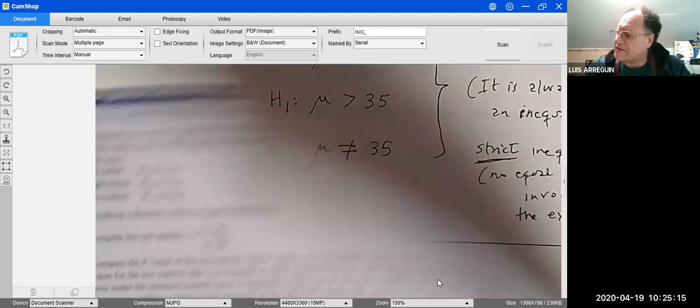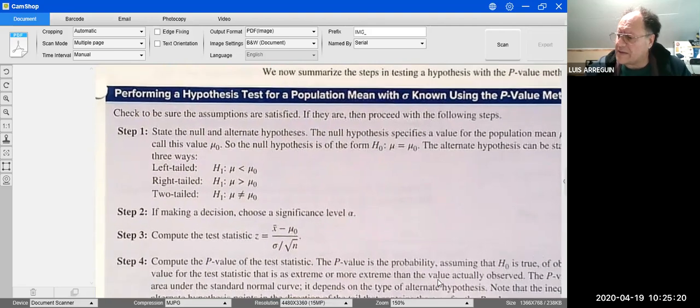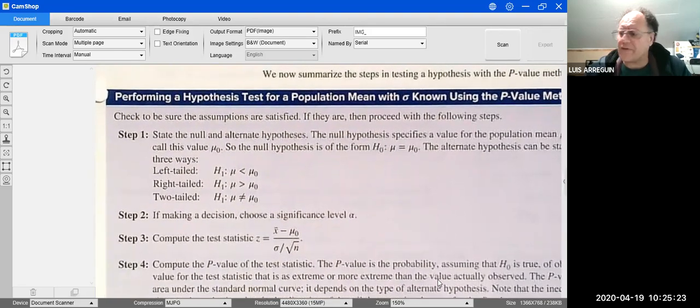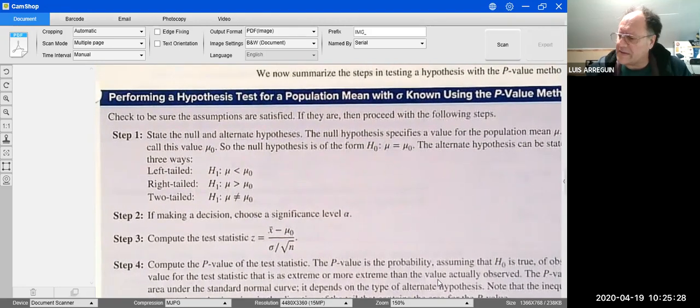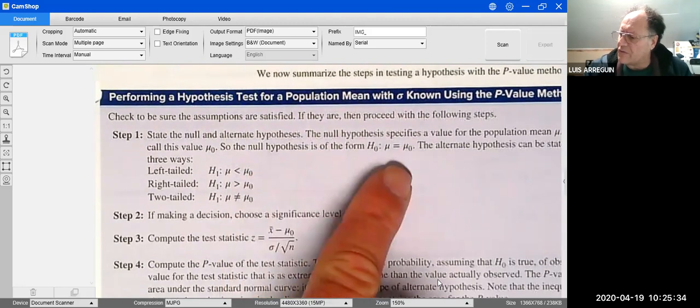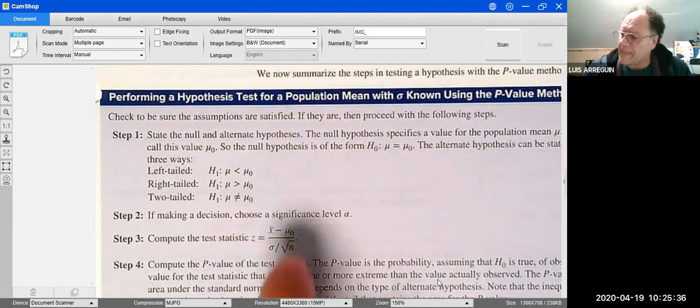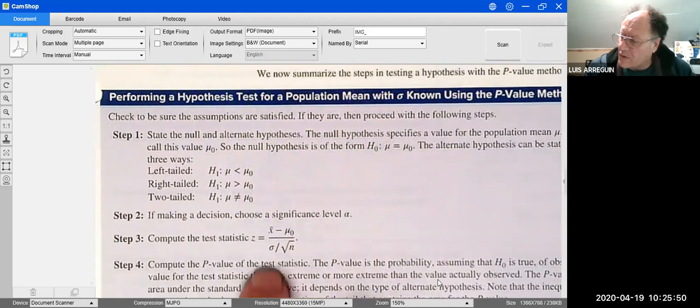Also, if you check page 431, you're going to find the steps to conduct the same kind of test, but using the p-value method to make your final decision. The first steps are the same. Again, you set up your problem by writing the null as an equation, the alternative as an inequality. Then you need to choose a significance level. Most of the time, the significance level is given. If it is not given, we're going to always use alpha equals 0.05. Then you're going to compute again the test statistic that you're going to use to make your decision.